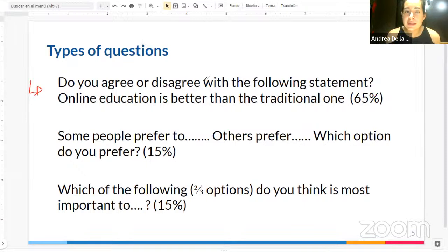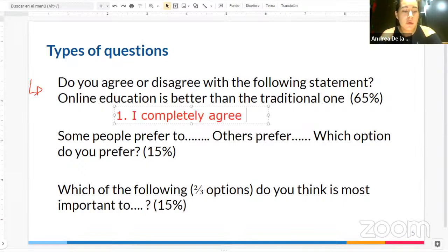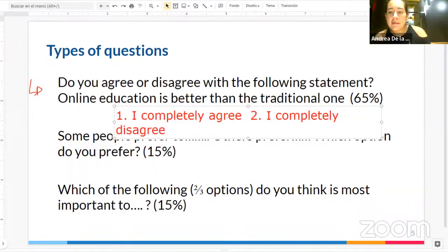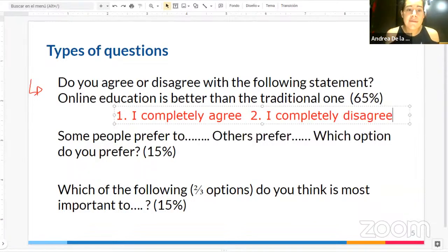You get one of those 65% of the time. Do you agree or disagree? Now, the only two possible answers to this are one, I completely agree, or two, I completely disagree. You don't have a place in between, as I was telling you. You cannot tell me, well, in some cases it's better, in others it's not, or I don't have a strong opinion, right? You have to take one of the sides. Is this okay so far?